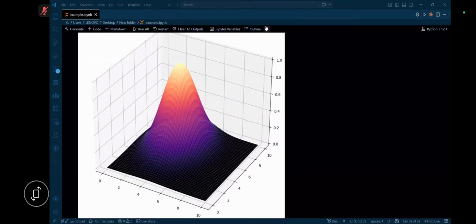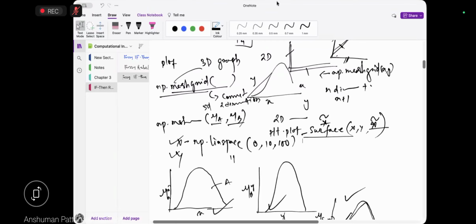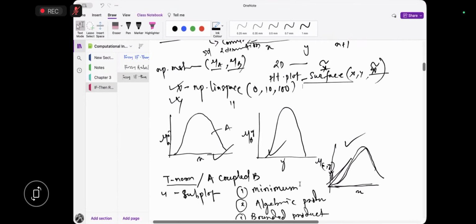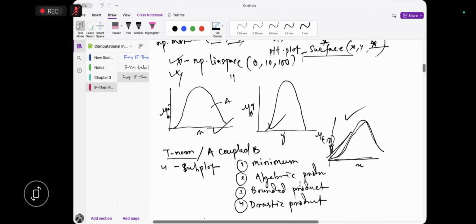Share screen. Okay. We have to find out all the products. We have gone through the whole set of products.